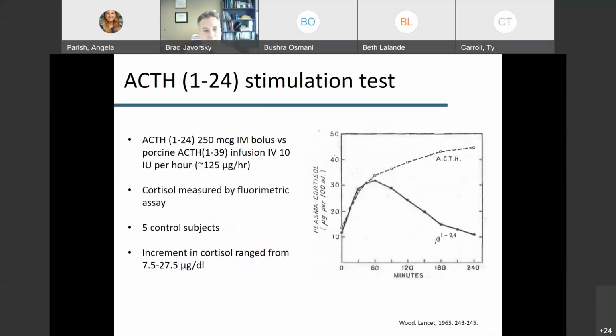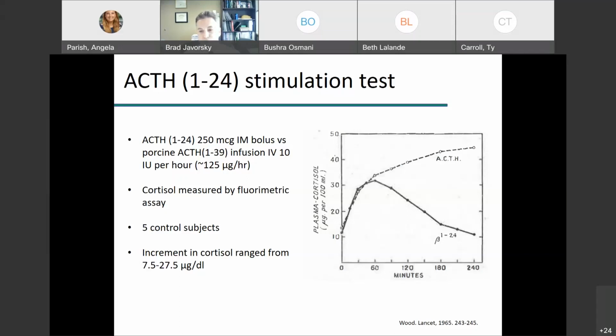I tried to ask the question, where does this come from? Who first came up with this cutoff? And I went back as far as I possibly could. And the first study that I could find that did ACTH stimulation testing was this study by Wood in Lancet in 1965. And so he used 5 control subjects and an older assay, a fluorometric assay, which had a lot of cross-reactivity between cortisol and other different glucocorticoids. And they know it, and they mentioned it in their study.